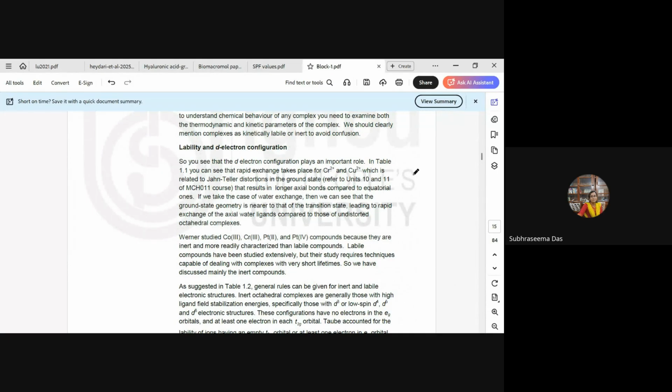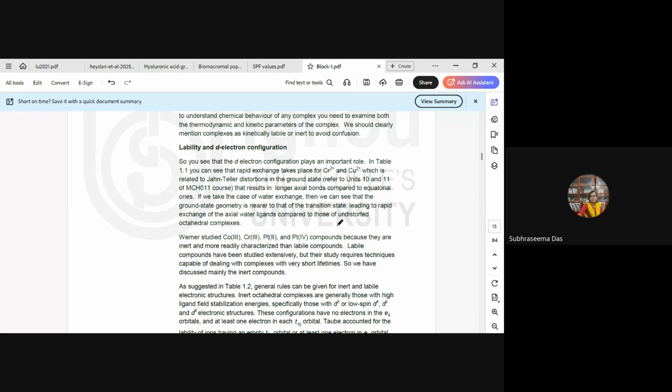In table 1, we see that rapid exchange takes place for chromium and copper, which is also related to their Jahn-Teller distortions. You must have previously studied Jahn-Teller distortions; they tell us about symmetrical and unsymmetrical orbitals, and in which cases there is strong distortion, weak distortion, or no distortion. So there is rapid exchange for Cr2+ and Cu2+, which can be explained from the Jahn-Teller distortions.